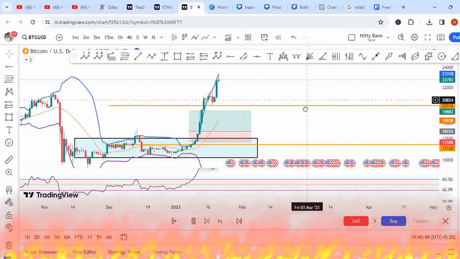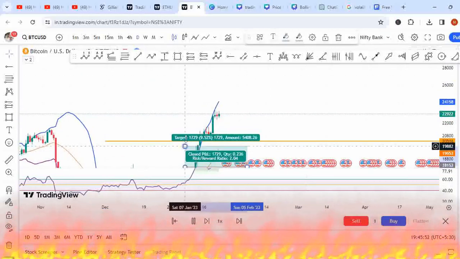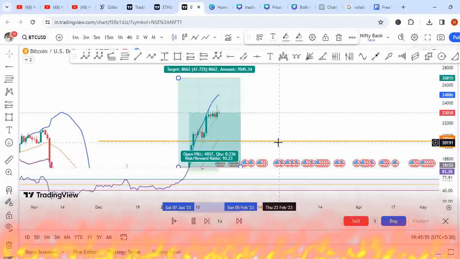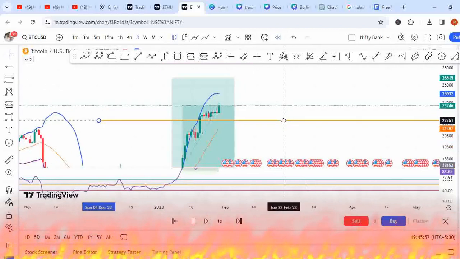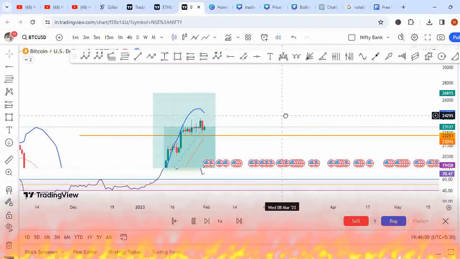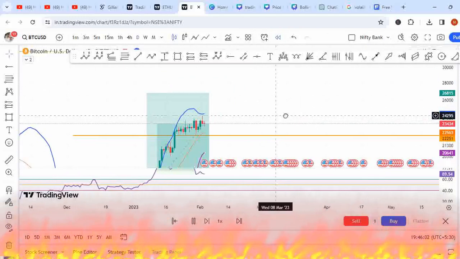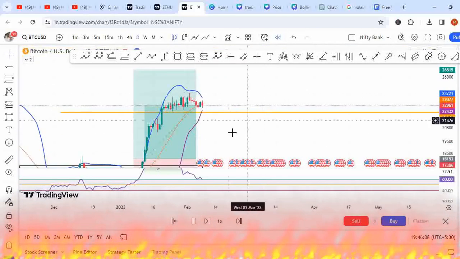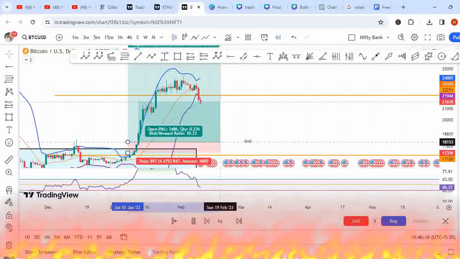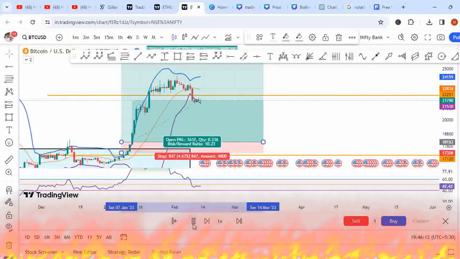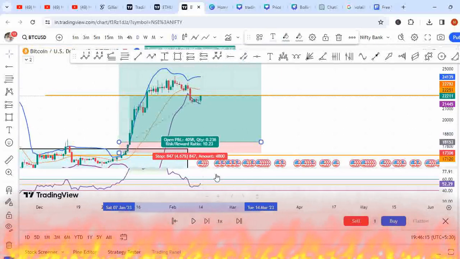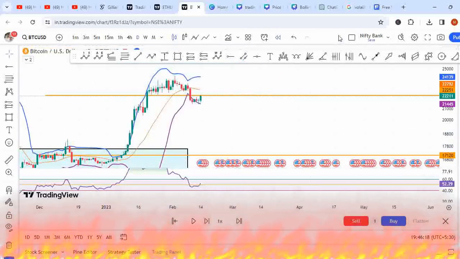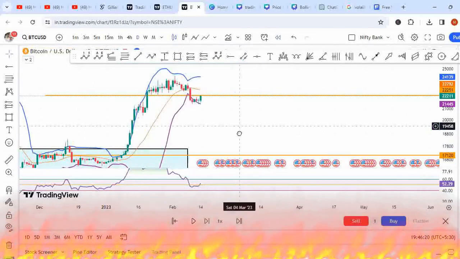Here it is. Again, you can ride the trade. Again, you can trail your stop loss here. Okay, you are out of the trade now. So you can find a huge profit here.